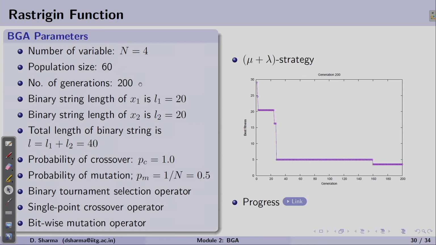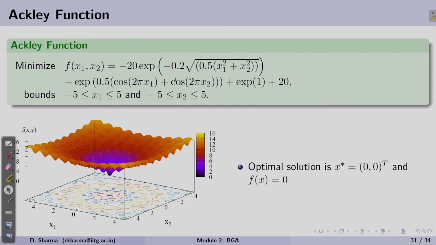So we can try, if we increase the number of generations and population size, we may be able to solve this problem using binary coded GA.